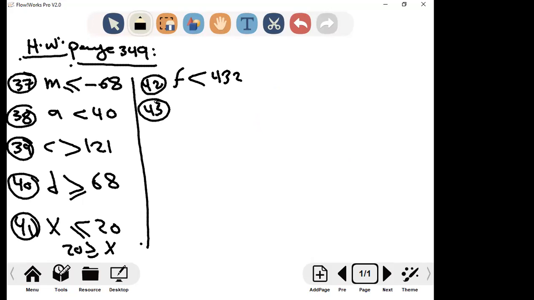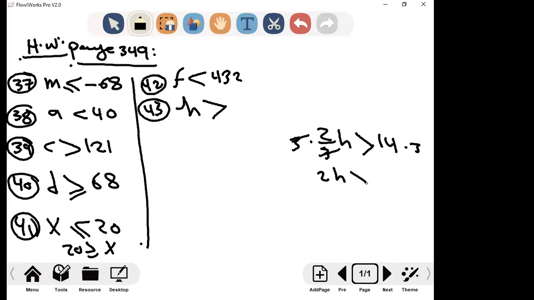h is more than, there's no need to switch this sign, right? Because we have 2 over 3 h more than 14. First, you multiply by 3, right? It will be 2h more than 14 times 3, 42, right? Dividing both sides by 2, h will be more than 21.